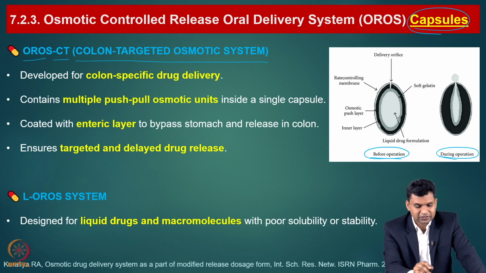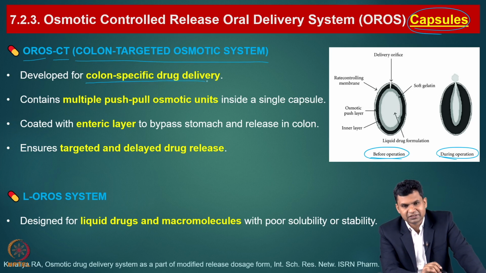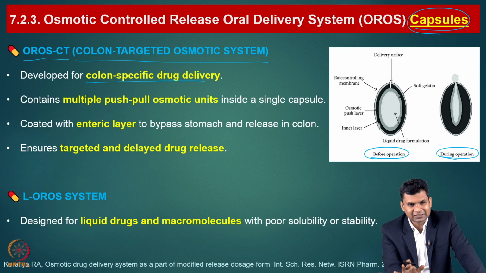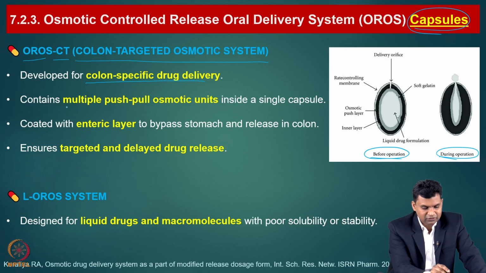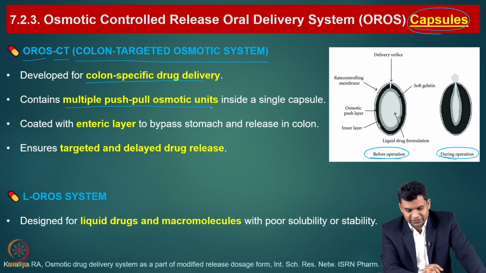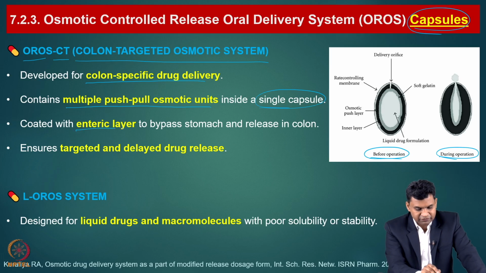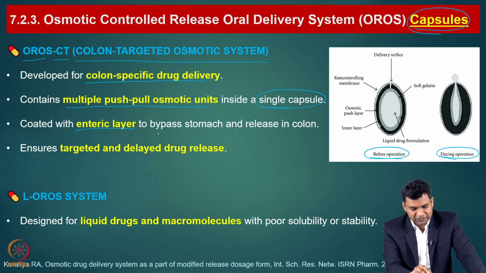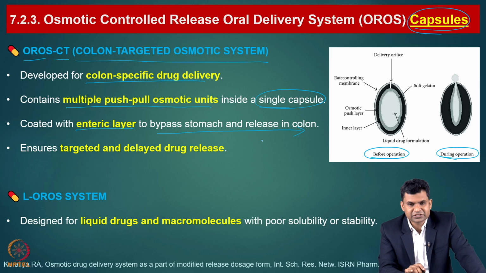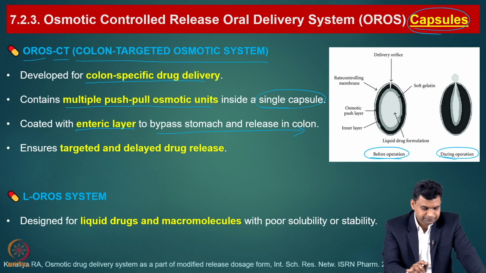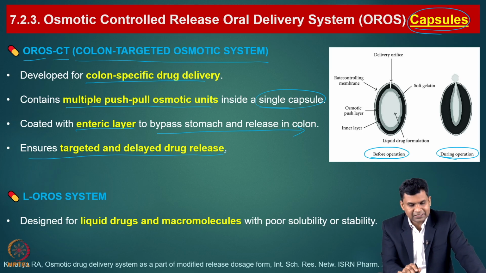They will respond in the colon specific delivery, that is enteric type of formulations. These have multiple push pull osmotic units in a single capsule. So, this is coated with the enteric layer, so that will bypass the degradation and some other problems in the stomach pH, and they will release only in the colon. Ensure targeted and delayed drug release throughout the system.